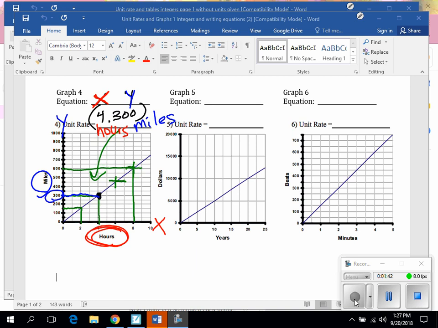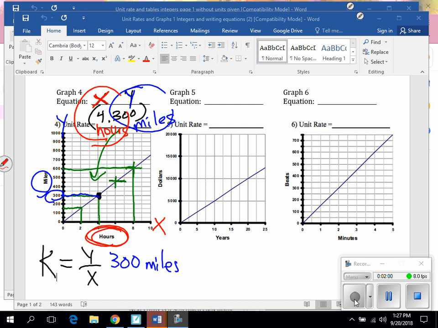Recall the unit rate formula is K equals Y divided by X. We'll fill in our Y value, which is 300. I'm going to fill in the word miles because Y represents miles. On the X-axis, we have the number 4, and X represents hours. In between, for the fraction bar, I'm going to write the word per, so we know that for unit rate, we're talking about miles per hour. The next step is to take 300 and divide by 4.